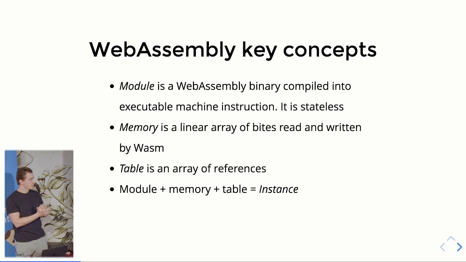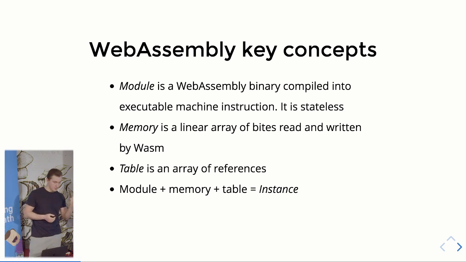Table is somewhat similar to memory, but it just contains the references, for example, to functions. This division was made for some security reasons, which I'm honestly not aware of. And the instance is a module paired with memory and a table. So at any point of time when we are requiring the WASM module, all these steps are happening behind the scene, and we are operating on instances directly.